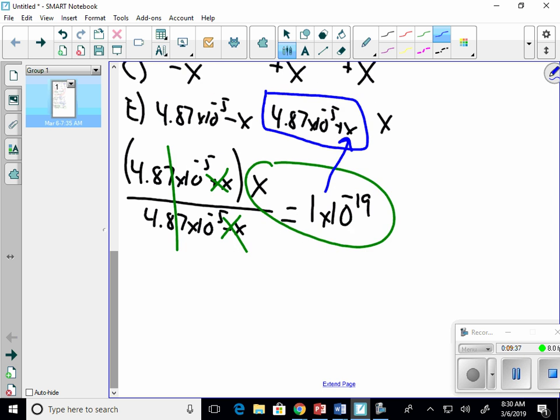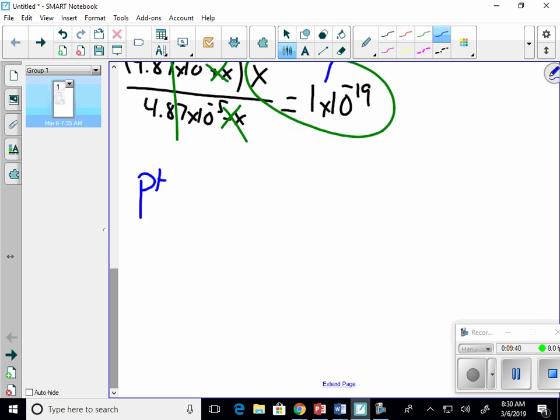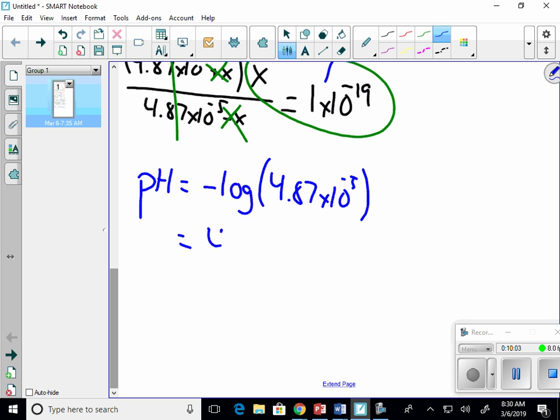But if I were to solve for pH, it would equal the negative log of, what was that number, 4.87 times 10 to the negative fifth. Remember our rules of logarithm then. 10 to the negative fifth is representing the power of 10. That's the number in front of the decimal. I have 3 digits here. I should have 3 digits after the decimal. That would be the pH.